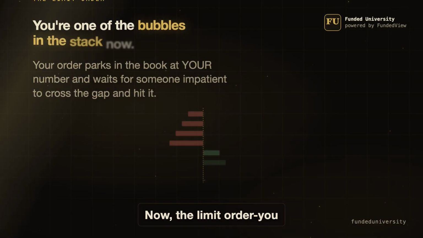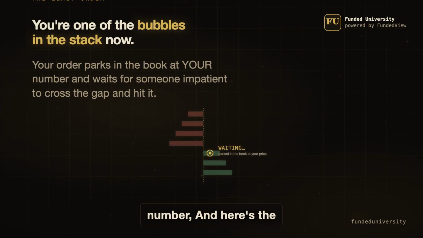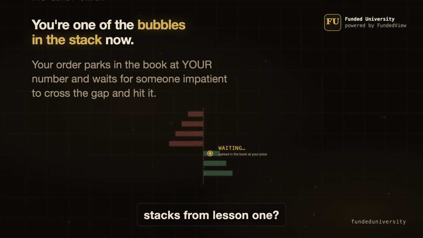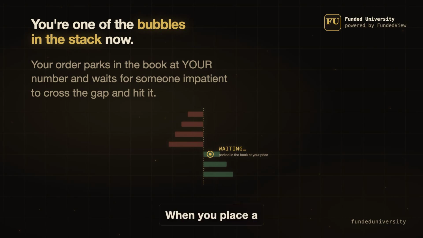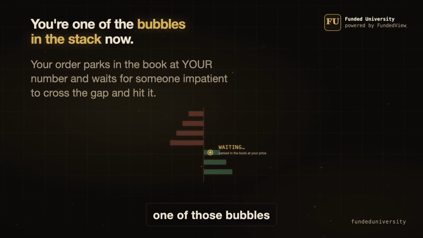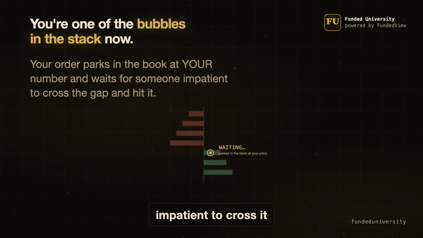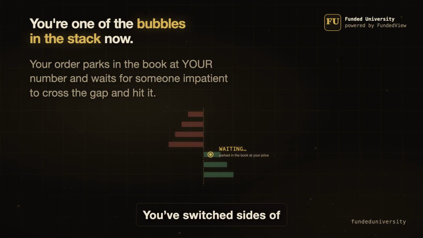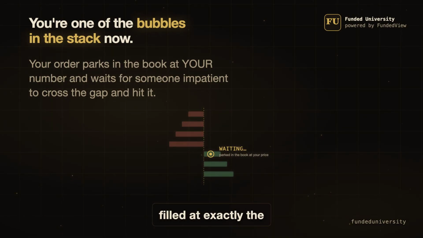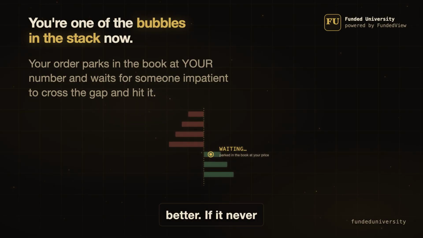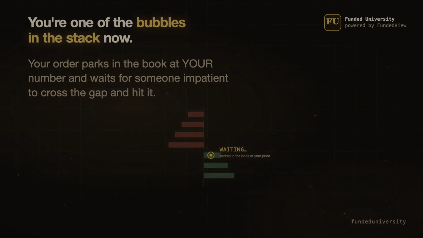Now the limit order. You name a price. Your order gets parked in the book at that number. And it waits. And here's the part I love. Remember the stacks from lesson 1? Buyers lined up on one side, sellers on the other? When you place a limit order, you are one of those bubbles now. You're not crossing the gap anymore. You're standing in the stack waiting for someone impatient to cross it and hit your price. You've switched sides of the toll booth. If price comes to your number, you get filled at exactly the price you chose, or better. If it never comes, you don't get filled at all. That's the deal.